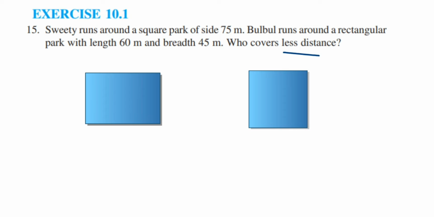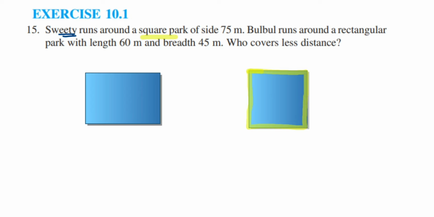Since they are running around the square park, I'm talking about Sweetie first. Sweetie is running around the square park. This is a square I have taken to explain. See, she's running around the square park, means you can look at the yellow marker which I'm using. They're talking about the perimeter here. So we have to find out the perimeter of the park.